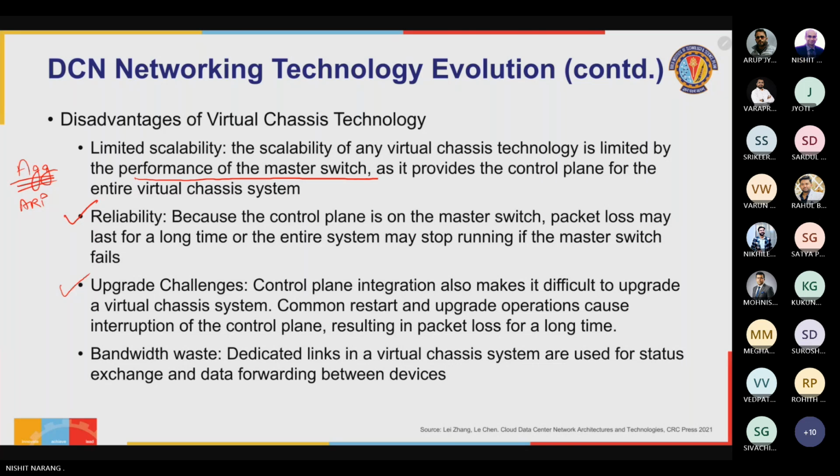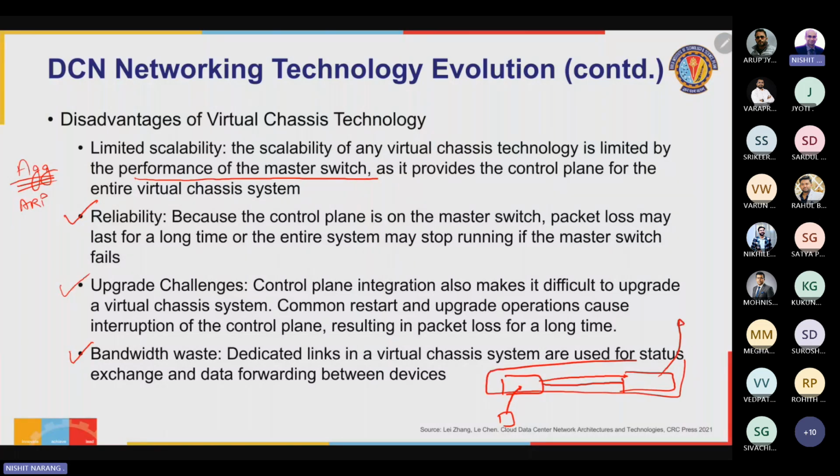Lastly, there is bandwidth waste in a virtual chassis system. So what was a virtual chassis? The way I described it, you had two aggregation switches, and earlier these aggregation switches were also connected via a link. Before, this link was used for data plane traffic. So an access switch sent some traffic like this. The aggregation switch could pass it like this before it could reach a core. So it could be used for data plane.